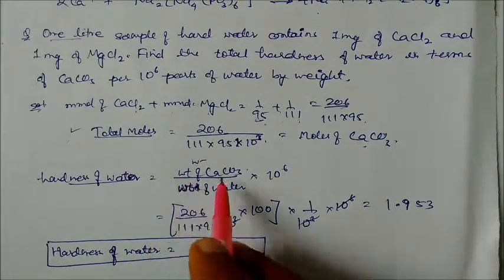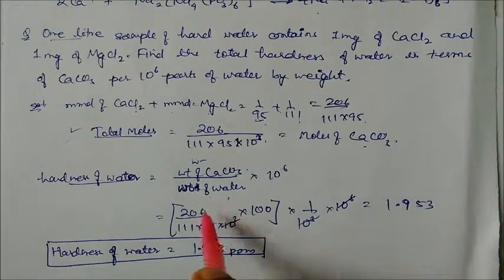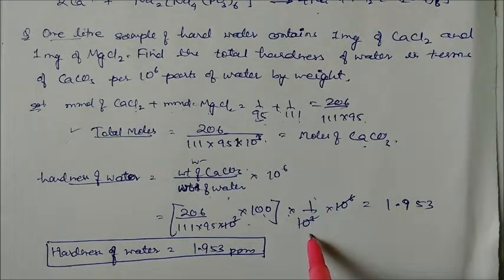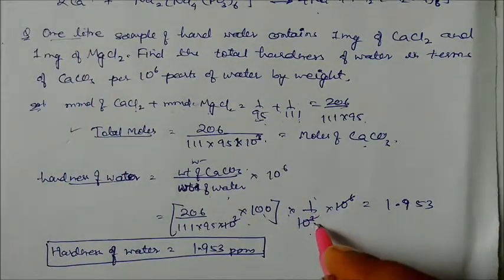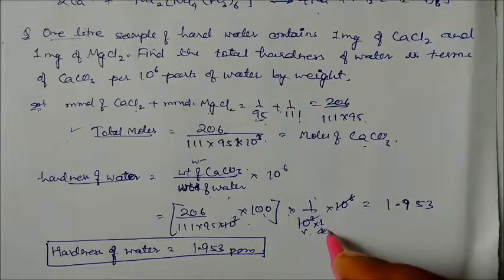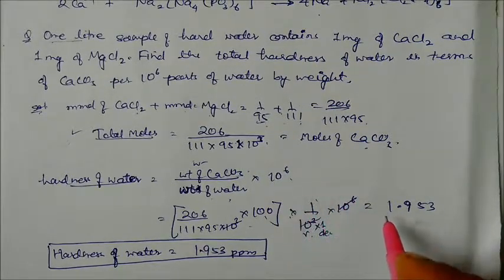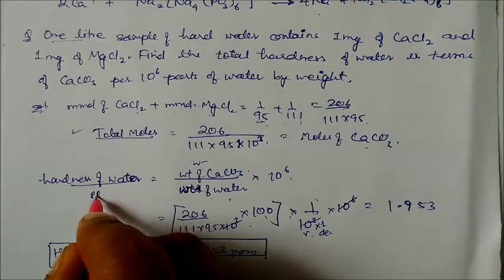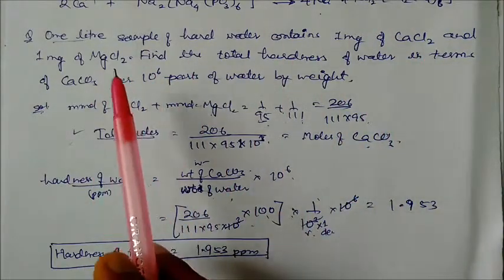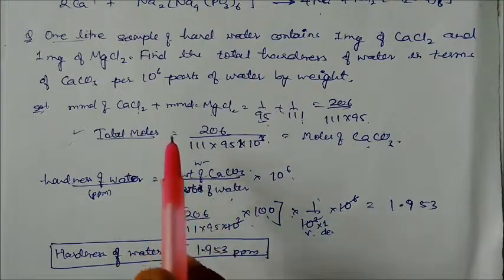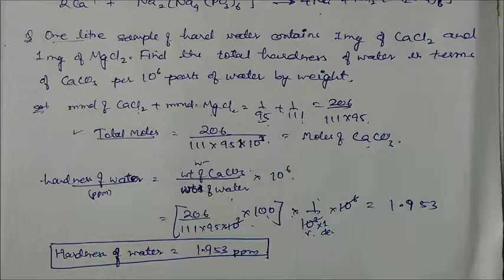So the weight of calcium carbonate is moles multiplied by 100, divided by the weight of water. They have given the volume of water, so you can write 10⁻³ into 1, which is the volume, and this is the density, and again multiply by 10 power 6. You will get this value 1.953, which is measured in ppm. So 1.953 ppm of hardness means 1.953 parts of calcium chloride and magnesium chloride are present in 10 to the power 6 parts of water by weight.